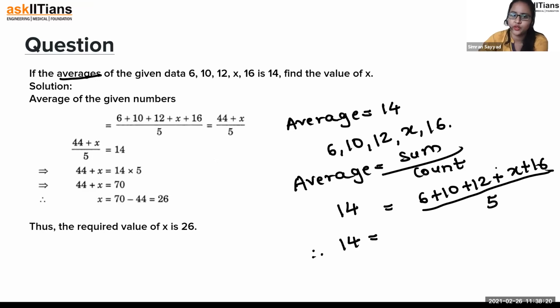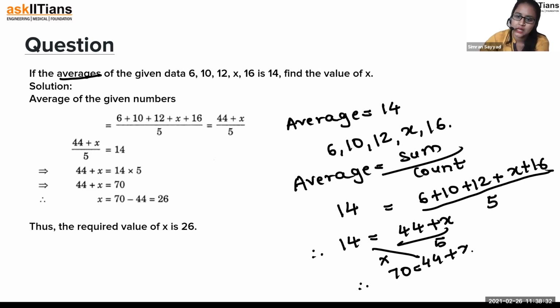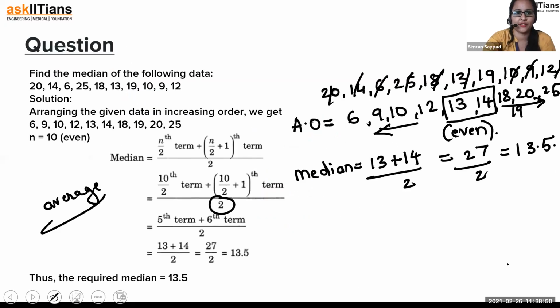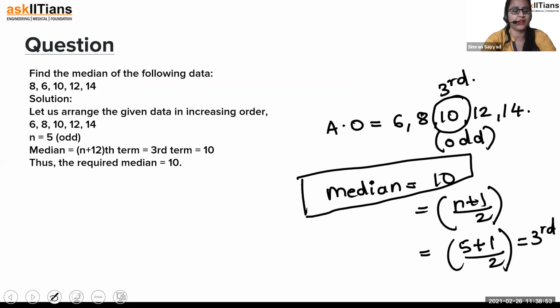So if you add, you get 44 plus X by 5. 5 को आप यहाँ पे multiply करोगे. 14 fives are 70, which is equal to 44 plus X. Therefore, X is nothing but 70 minus 44, which is 26. So the X value is 26. Sometimes you get it in this way also, कि आपको average दिया होता है and one of the terms you have to calculate. Okay? Perfect. I hope you have solved every problem.